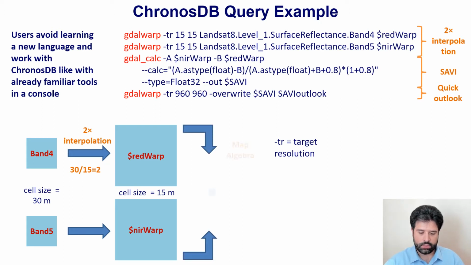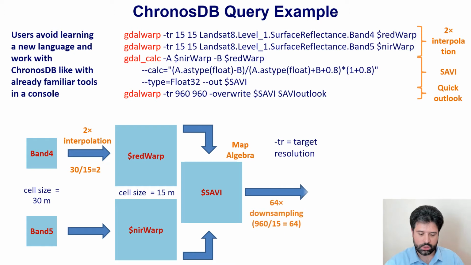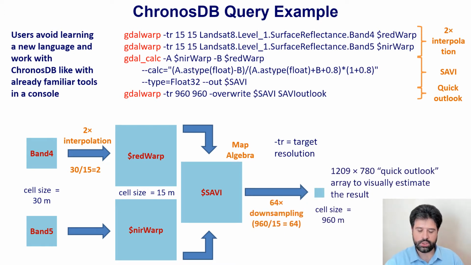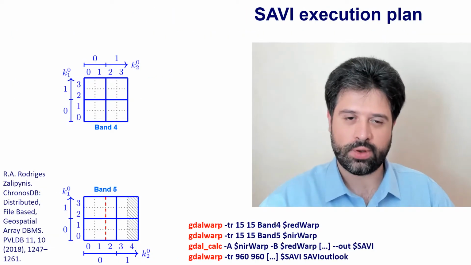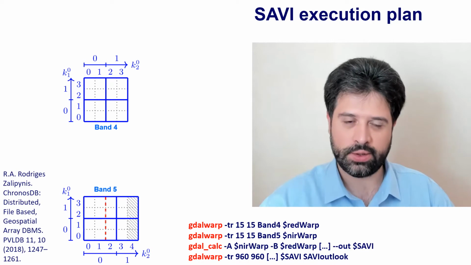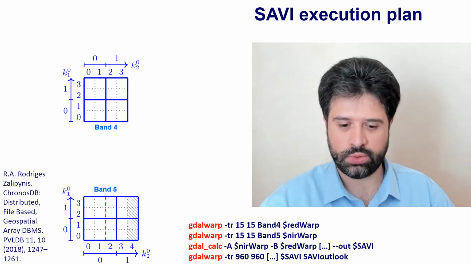Then, we compute the SAVI vegetation index using map algebra. Finally, we downsample the SAVI array to get a small, quick outlook array to be able to quickly estimate the result just visually. Let's have a look at the ChronosDB execution plan for the aforementioned query.